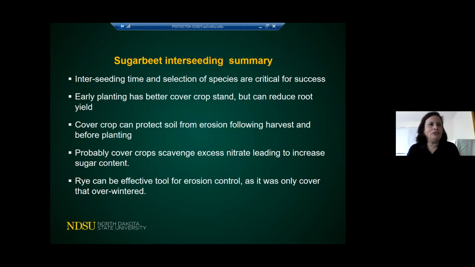The protection from erosion, especially the next spring if you have a winter crop, is very interesting, and it would be very good for sugar beet growers. And that scavenging of excess nitrate leading to an increase of sugar content is a very important result. If this can happen, it's something that people might want to do, because it's actually economical if you can increase your sugar content by 1%. So rye can be effective for control, and now, this has been done only in small plots, and some farmers are interested in trying a large acreage and seeing if they can protect their soil from erosion.